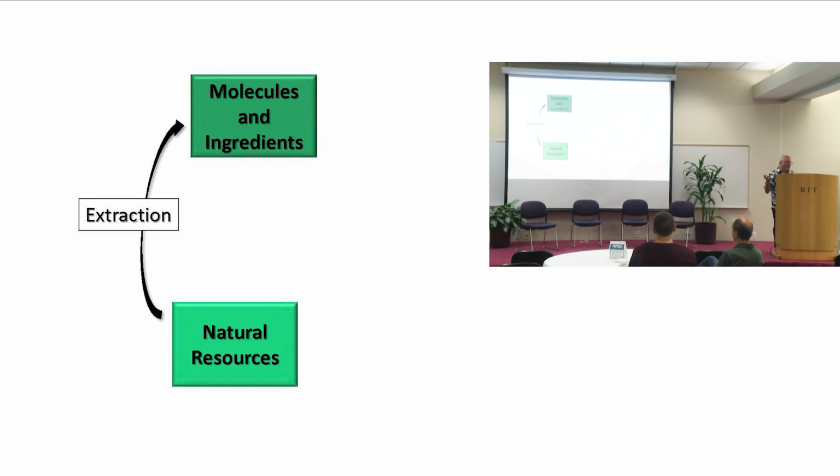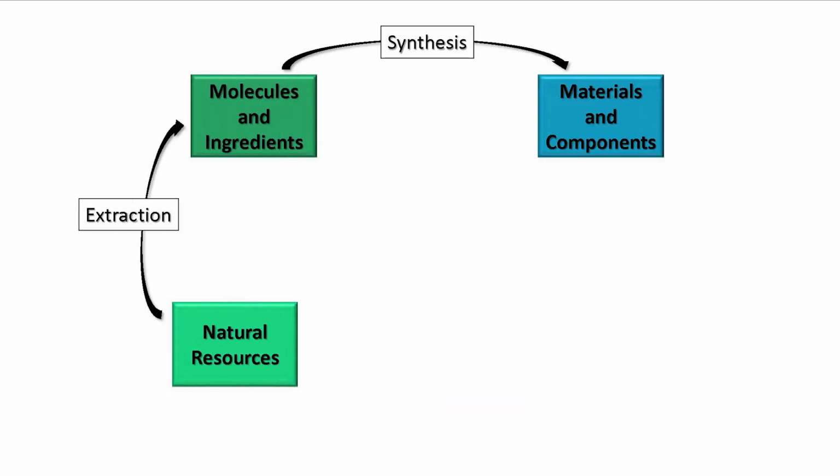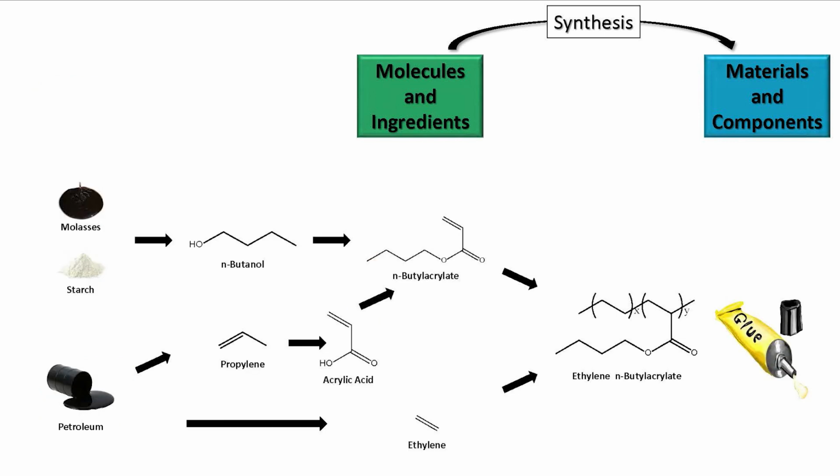We take natural resources and we extract molecules and ingredients. We have the mining industries, we've got the agricultural industries, we've got nitrogen from air, fossil deposits, and water. Then when we have these, we open up the book of chemistry and we do synthesis at the molecular level. If you think about it, we take these ores and we make stainless steel. We can take molasses and starch and petroleum and through a bunch of different synthetic transformations make a polymer, and we can sell it as a glue.